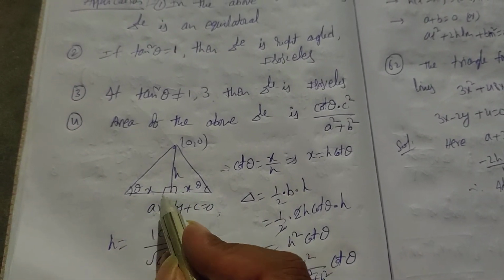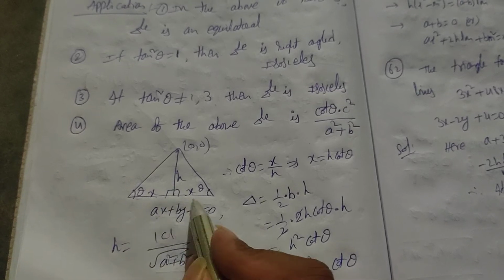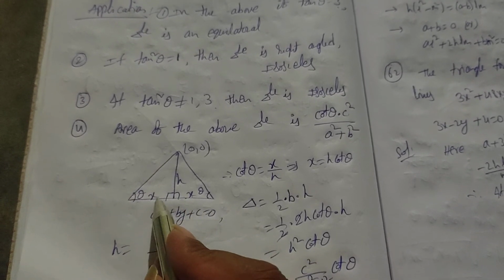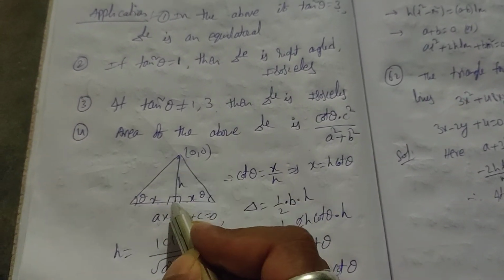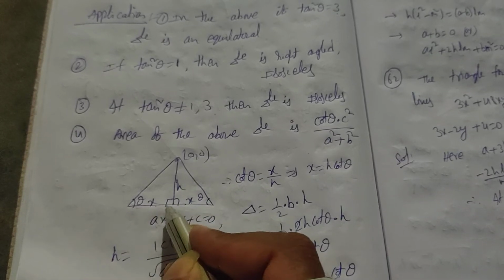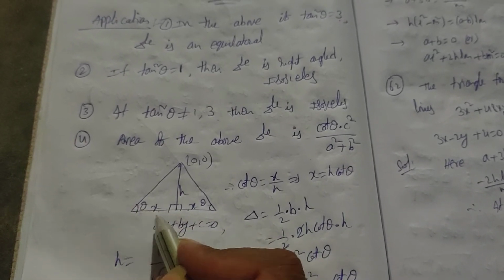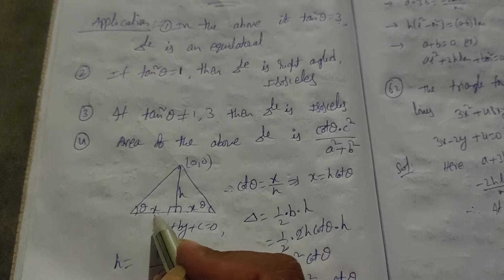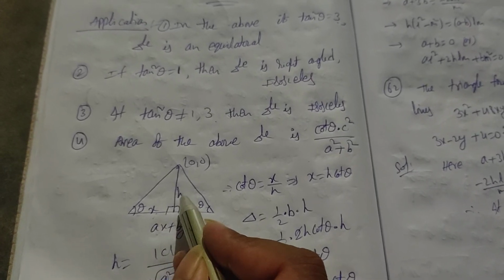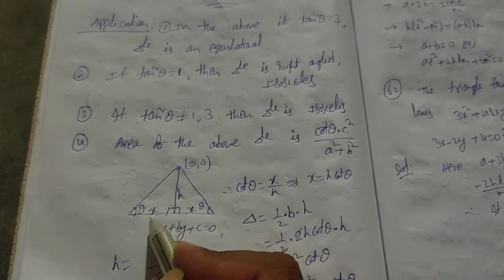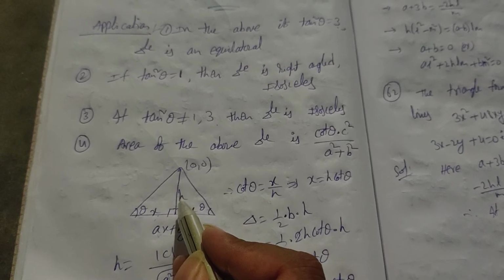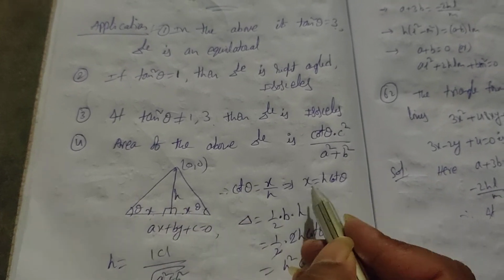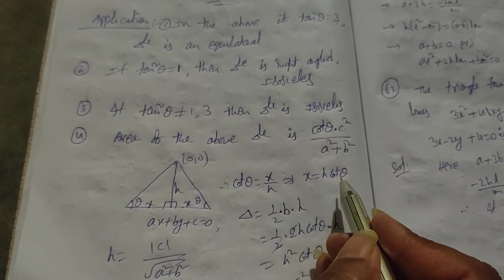Now we have to find out x, that means 2x we need, that is the base. So first you find out x. Here h and x we have a relation. So cot theta is equal to x by h, adjacent side by opposite side. So x is equal to h cot theta. So 2x is equal to 2h cot theta.